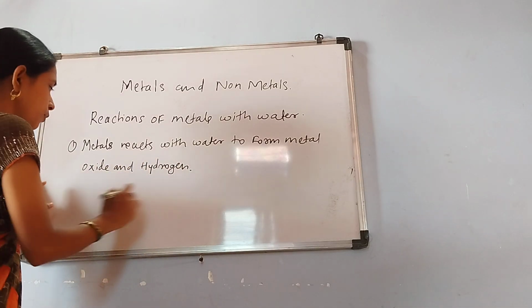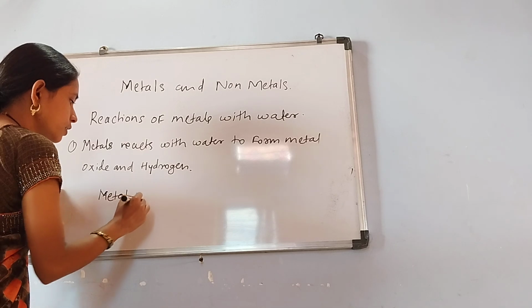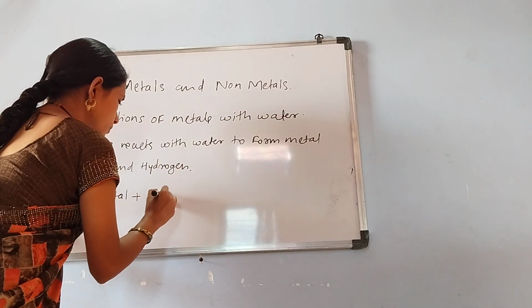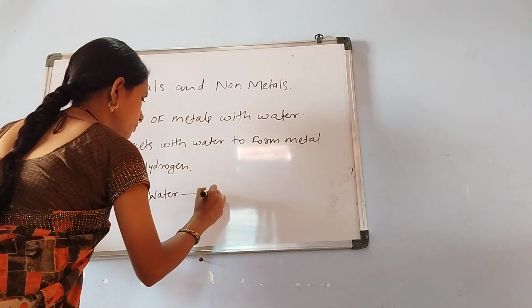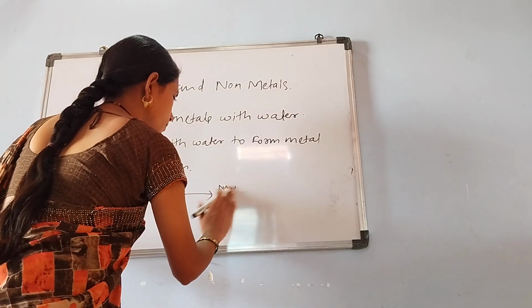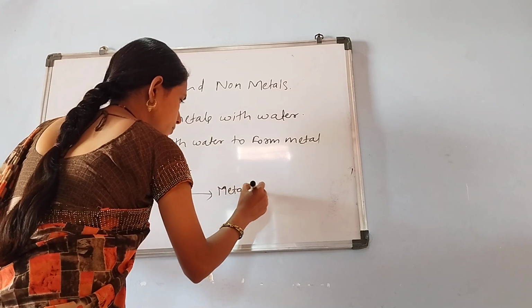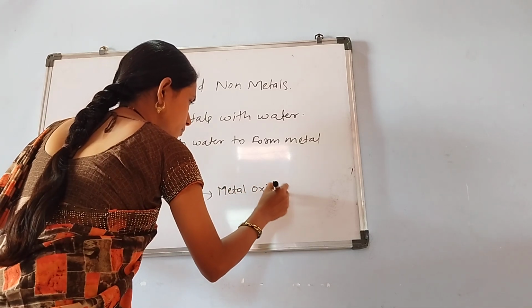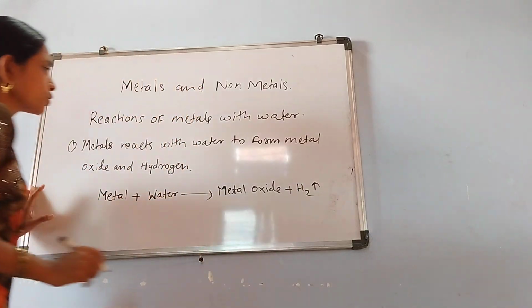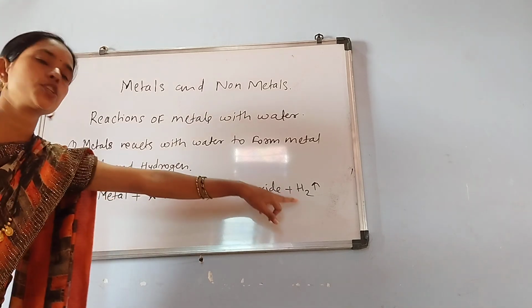We can write it in the form of a reaction: metal plus water gives metal oxide plus hydrogen gas. Okay, so this is the example of normal metals reacting with water: metal oxide plus H2.